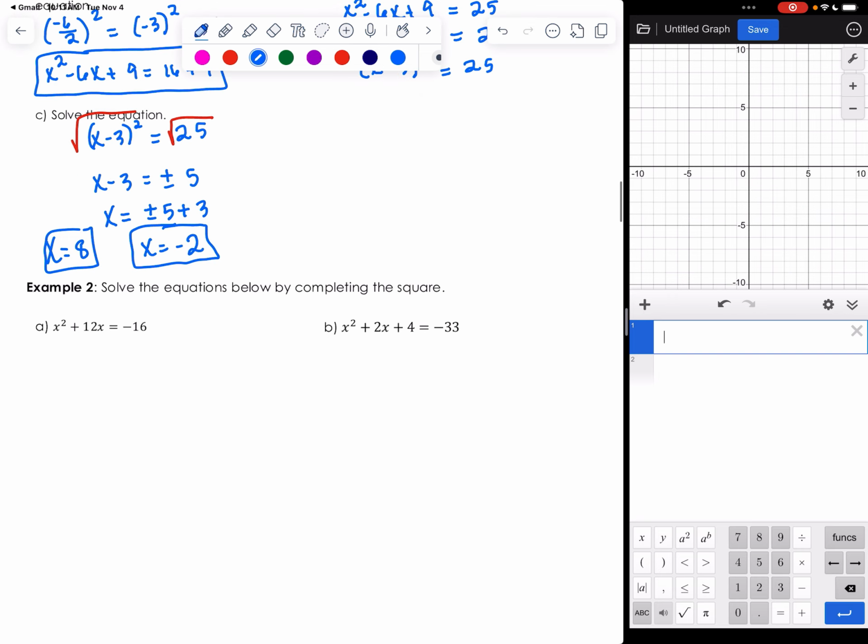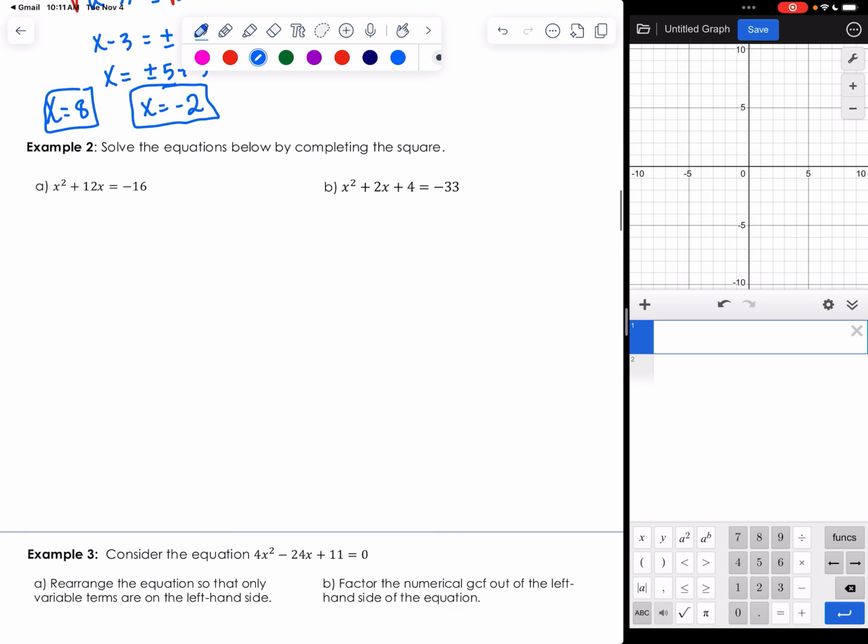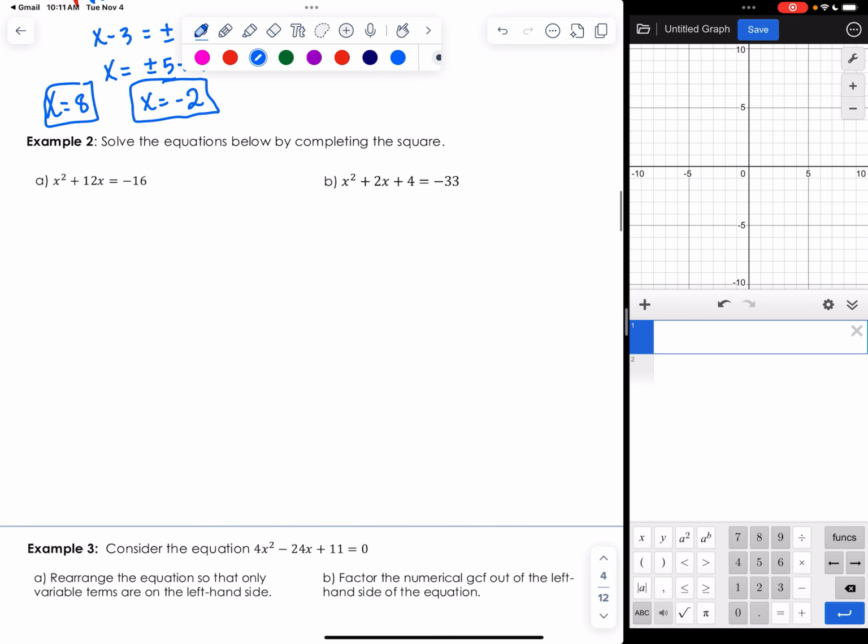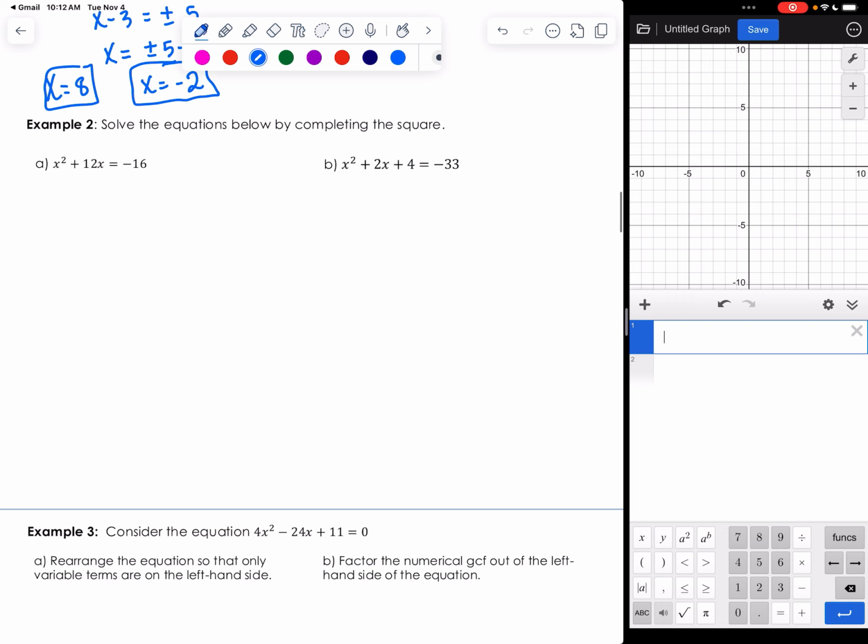So in example 2, it says solve the equations below by completing the square. So what we want to do in problem A, we have x squared plus 12x equals negative 16. We want to create a perfect square trinomial. So to do that, I'm going to put x squared plus 12x plus something is going to equal negative 16 plus something. Now, to figure out what the plus something is, remember, you're going to take your coefficient of the linear term, divide it by 2, and then square it.